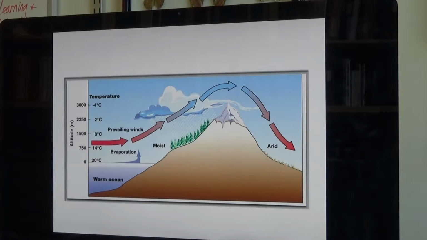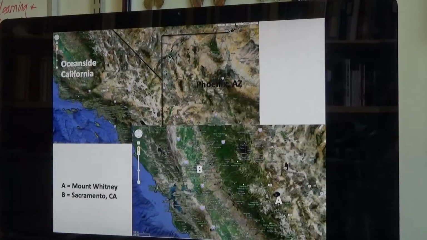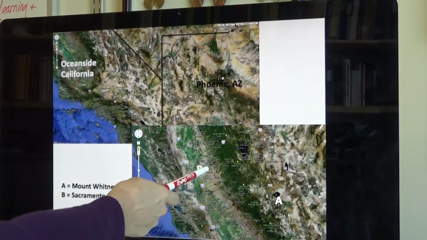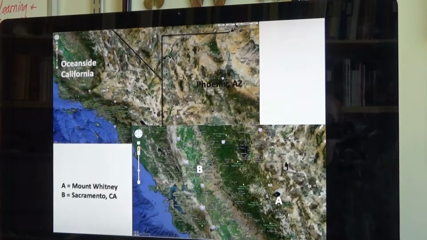Okay, and then the next question asks them, why is Mount Whitney so much colder than Sacramento, even though Sacramento is farther to the north? Alright, so Mount Whitney is labeled with an A and Sacramento is labeled with a B. So you can see Mount Whitney is lower in latitude than Sacramento, so you would expect it to be warmer.